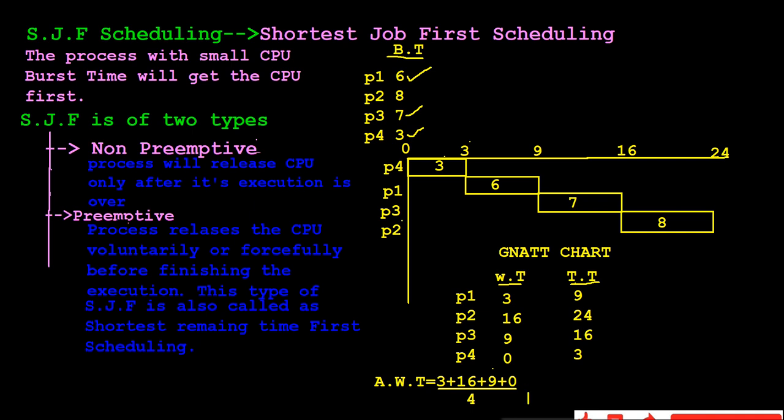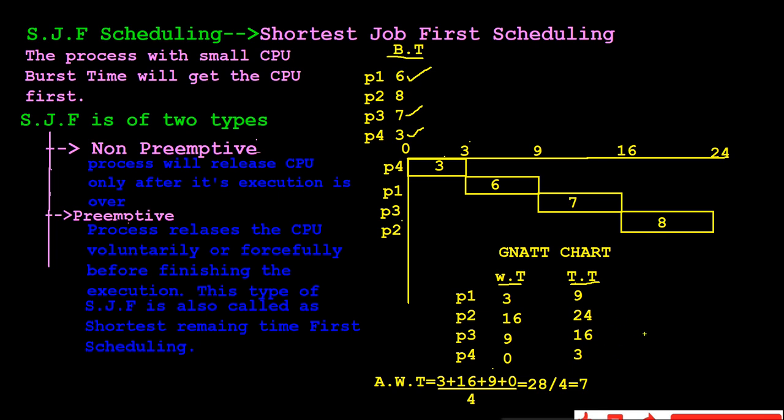3 plus 16, that is 19. 19 plus 9 is 28, right? 28 divided by 4, so this is equal to 7. So the average waiting time is 7.